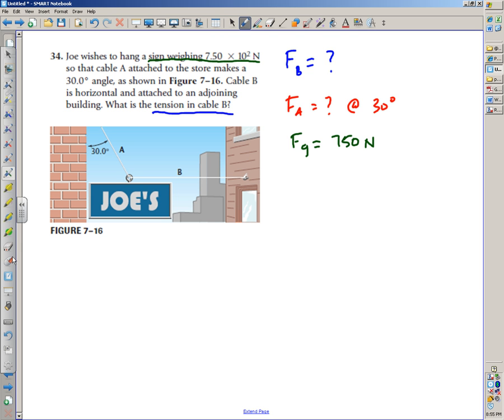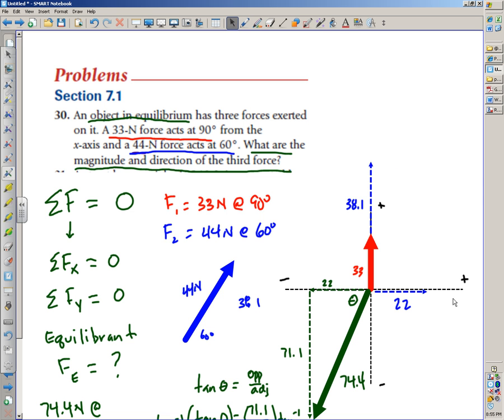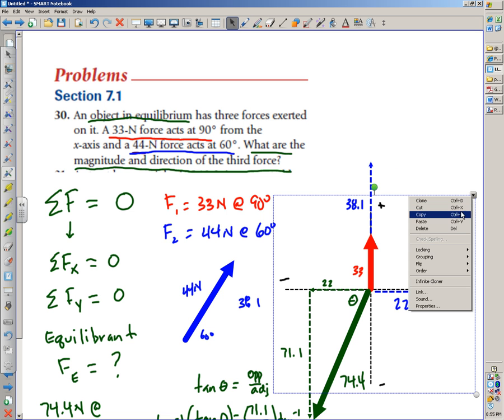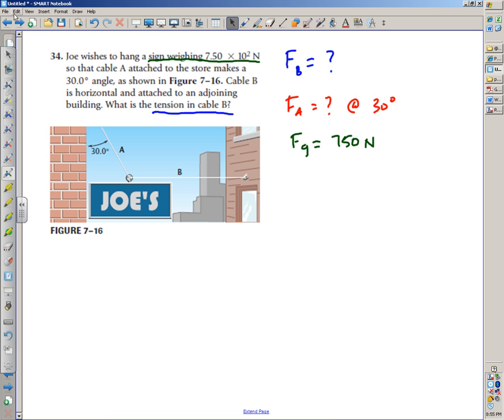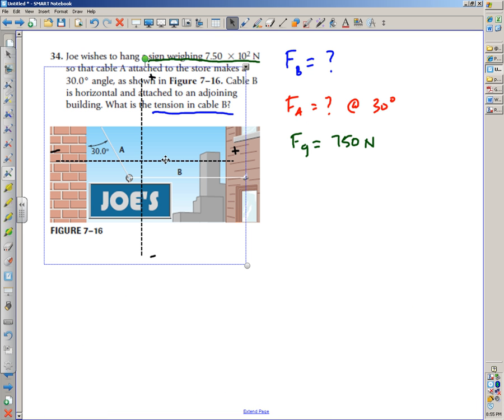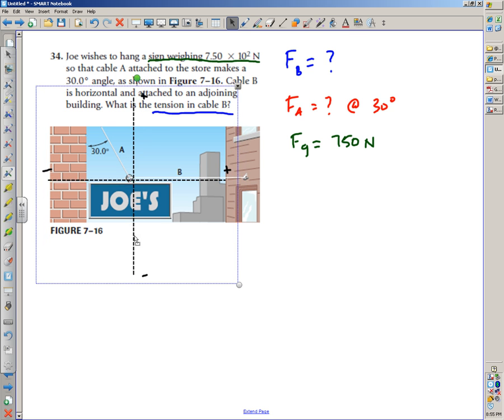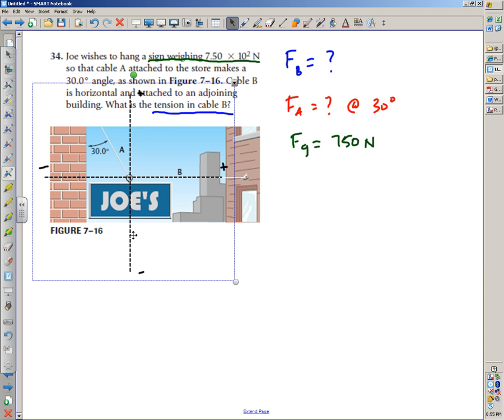So, with that in mind, I am going to go back to the previous problem, and I am going to grab our frame of reference. And then I am going to put it right over this picture, just like this, so that cable B runs right along the x-axis, cable A is in between the positive y-axis and the negative x-axis, and we go like that.